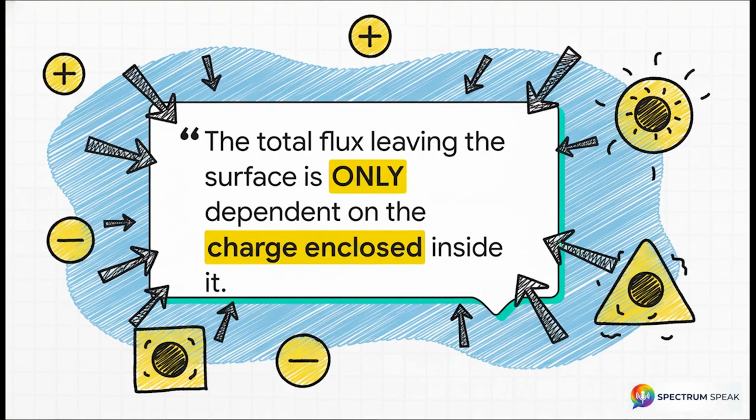Now here is the core, beautiful idea. Does the shape of the box matter? Nope. What if there's another sprinkler sitting outside the box? Still nope. The total amount of water flowing out of the box only depends on how strong the sprinkler inside the box is. That is the genius of Gauss's law.